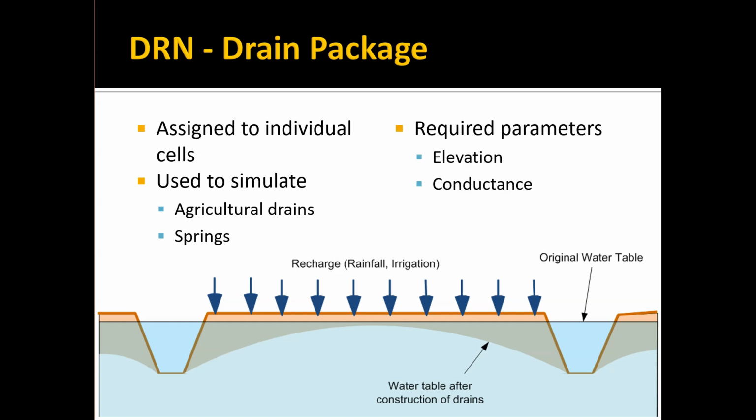And so in addition to the cell where this is assigned, there are two required parameters: the elevation of the drain and something that is called the conductance. And we'll talk in a second about how to define the conductance.